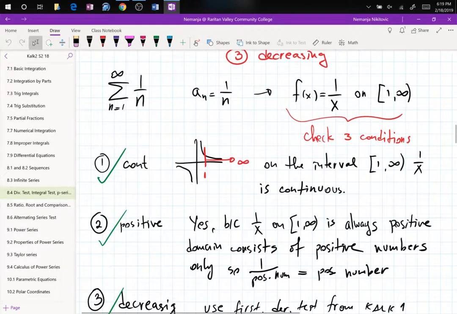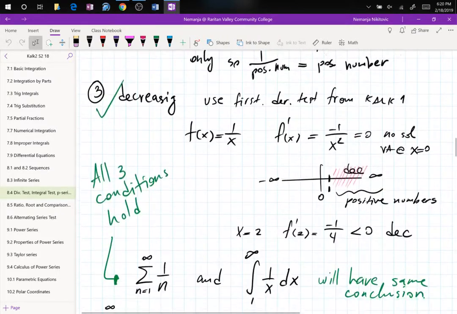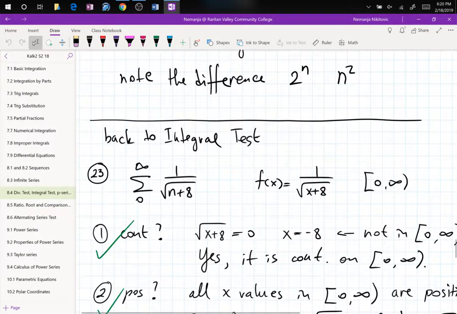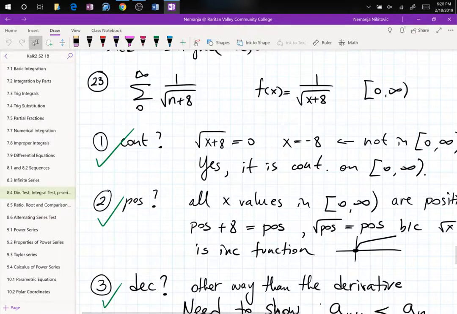Here is another example. Use the graph on that one. We know what 1 over x looks like, and I just drew where the 1 is because we are going from 1 to infinity. That's the piecewise continuity. We'll get there. Do I have more? P-series. Great.